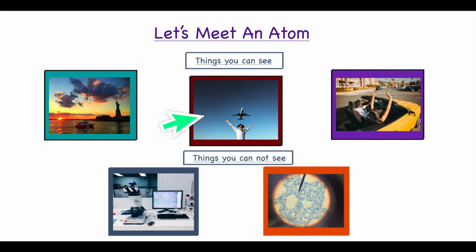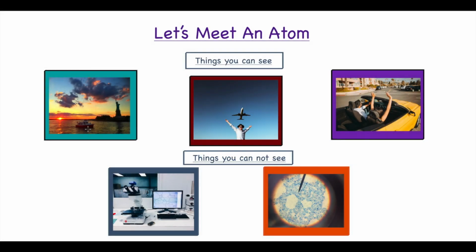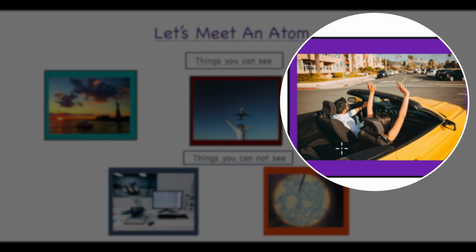In the middle picture, we see the man. The man has a hat, clothing, sunglasses. Each one is matter. Look at the plane. The plane has metal on the outside, but on the inside it has passengers, luggage, clothing, and other things. All this is matter.